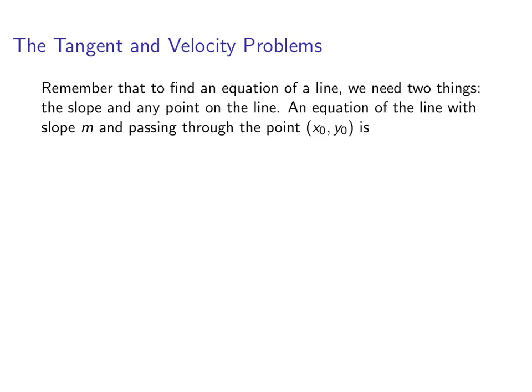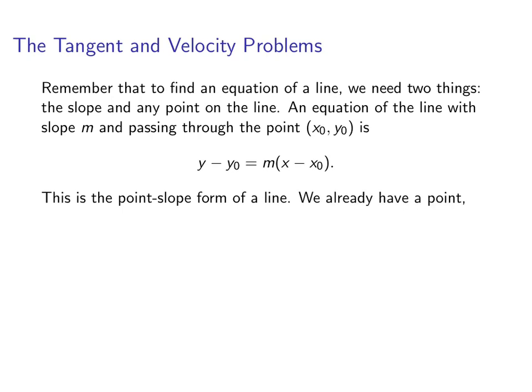And just to remind you, if we want to write down an equation of the line with slope m and passing through the point (x naught, y naught), that equation is going to be y minus y naught is equal to m times x minus x naught. In pre-calculus, we called this the point-slope form of a line. Now we already have a point. In fact, we have 2 points.